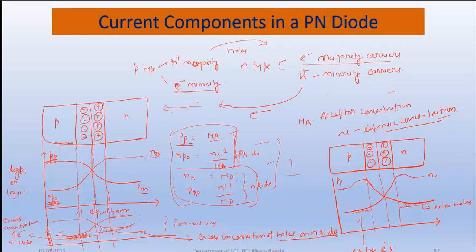So this much I want to say first, that these excess electrons and holes are extra carriers, and they are responsible for current, because the barrier is reduced. Because the barrier is reduced, it allows the movement of charge carriers. So these extra holes and electrons are responsible for current, right?